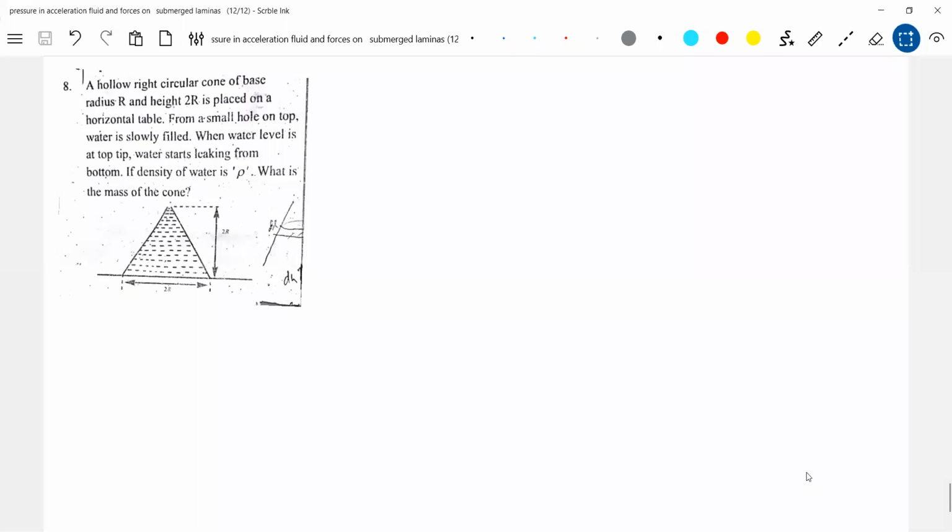We have a hollow right circular cone of base radius r and height 2r placed on a horizontal table. From a small hole on top, water is slowly filled up. When the water level is at the top tip, the water starts leaking from the bottom. If the density of water is rho, what is the mass of the cone? It starts, meaning the cone starts losing contact. Why does it lose contact?